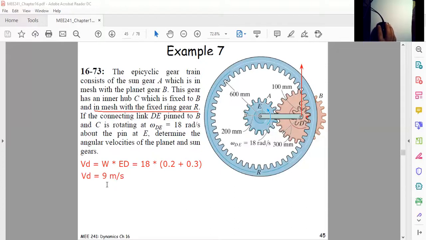So here, we can say that this VD is equal to omega of the planet multiplied by the radius of the planet, right? By the planet radius.